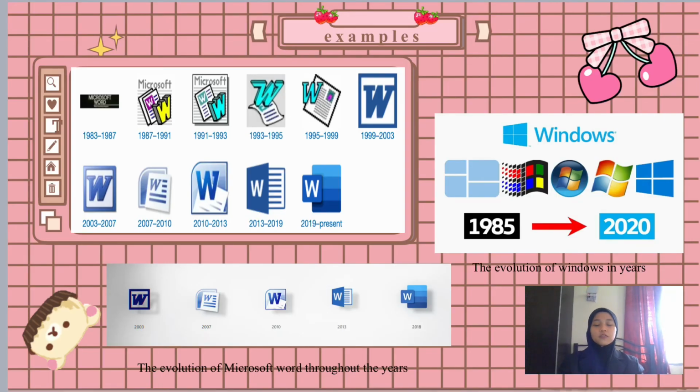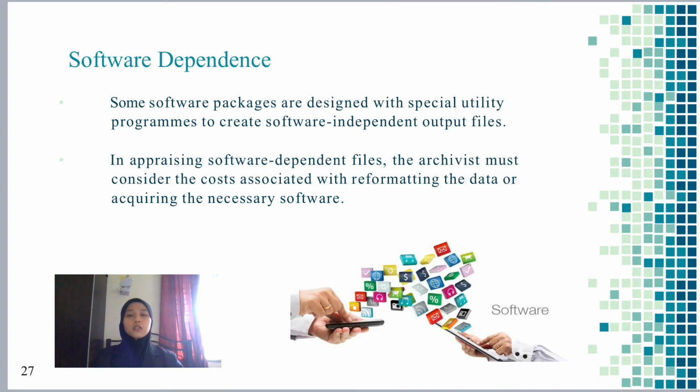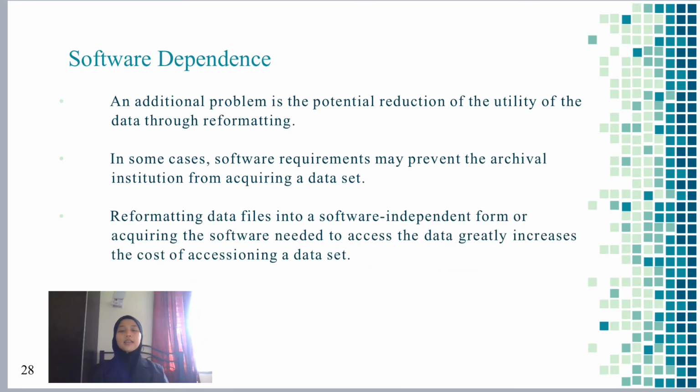These are the example of evolution of Microsoft Word through the year. Macam kita pun kena selalu update kita punya Windows so that we can get the latest version of Microsoft dan boleh access files or records dengan mudah. Some software packages are designed with special utility programs to create software independent output files. In appraising software dependent files, the archivist must consider the cost associated with reformatting the data or acquiring the necessary software. An additional problem is the potential reduction of the utility of the data through reformatting.